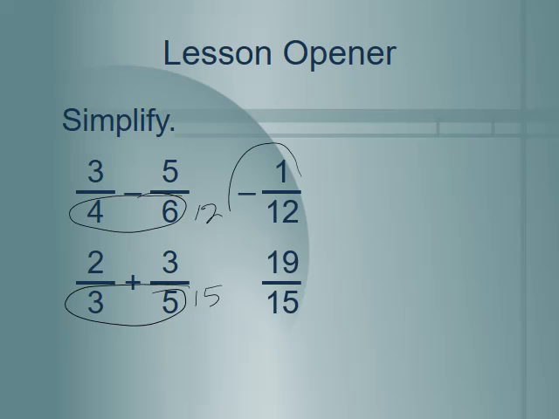Now, when we look at this negative fraction, we could also write this like this, or just with our negative sign out in the front. If any part of that fraction is negative, then the whole fraction is negative.